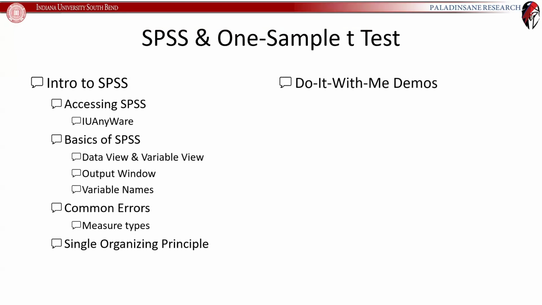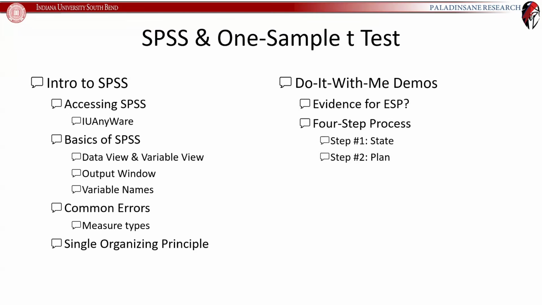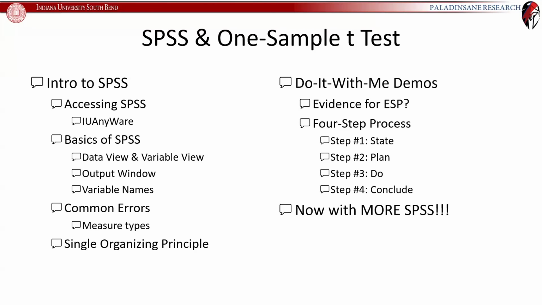So I'll give you that rule when we get there, and that will help you make sure that your data is properly formatted in a way that SPSS understands. And then we're going to do another Do It With Me demo. We're going to revisit the evidence for ESP, and we're going to go through that same four-step process that we did last time, but now we're going to do it with SPSS. So last time we used Excel and some manual inputting of formulas into Excel. This time, we're going to do it with SPSS.